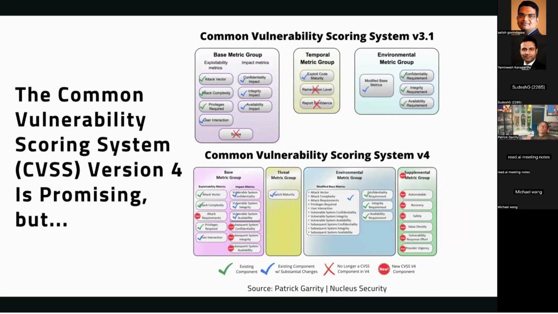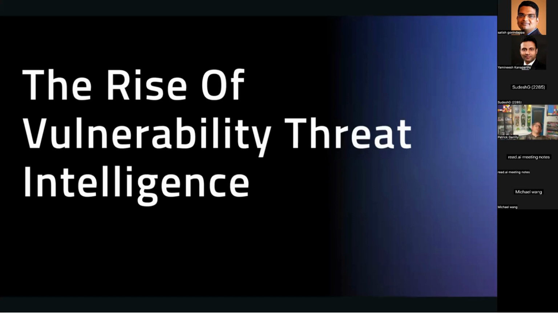There is a new version coming out, so there's some promise here. And we could talk about that all day. But unfortunately, this system hasn't been working. It does not have threat intelligence incorporated by default, even with 4. And so there's a need for ways to understand what's going to be exploited now, which is typically certain forms of threat intelligence, and then what's going to be exploited in the future, which is what the exploit prediction scoring system really focuses around. So with this, we have the rise of vulnerability threat intelligence.